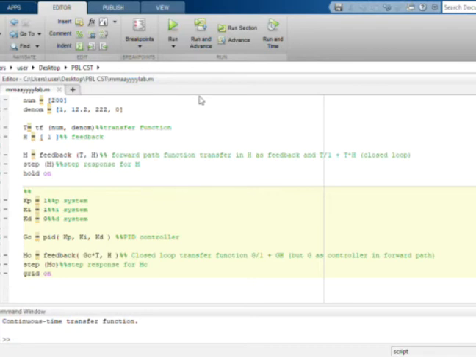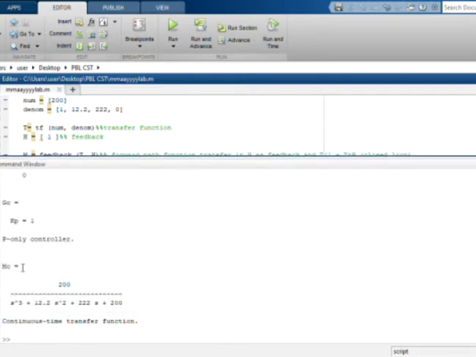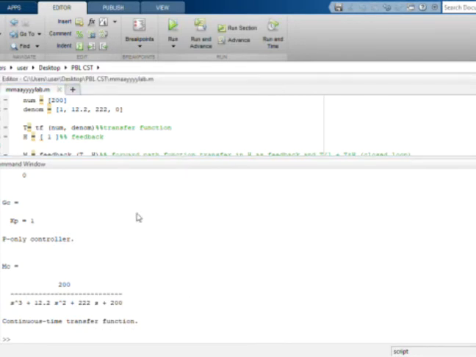The PI system is to eliminate the steady state error from the P controller. Actually, I have to show you the P controller first. So here I'm going to set it as 0, and I'm going to run it. And this is the P only controller. So the graph is like this. This is like the critically damped graph.